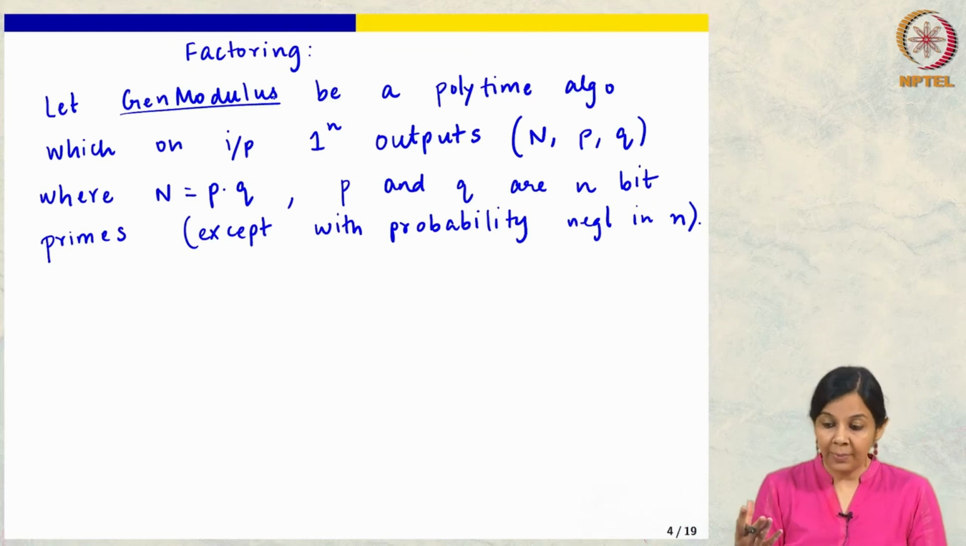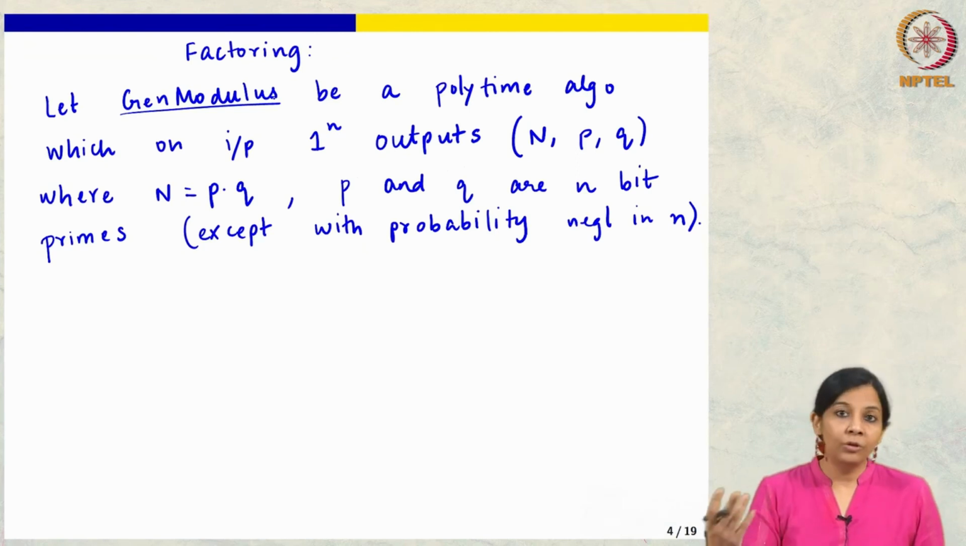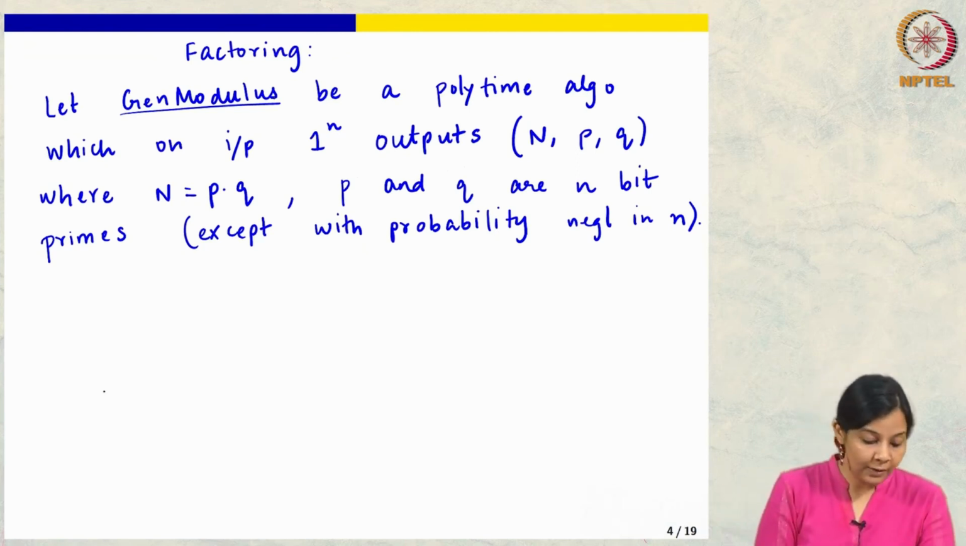So, it is a polynomial time algorithm. It will run in time polynomial in small n, and it is going to output some capital N as well as two large prime numbers, n bit prime numbers p and q, such that N is equal to p times q. And essentially, as you can imagine, the idea here is that I want my gen modulus to generate a modulus, capital N, which is going to be hard to factor. So, that is the goal here. Now, we will consider a factoring experiment, and then we will use that experiment in order to define the factoring assumption. So, we are doing this a little bit formally.